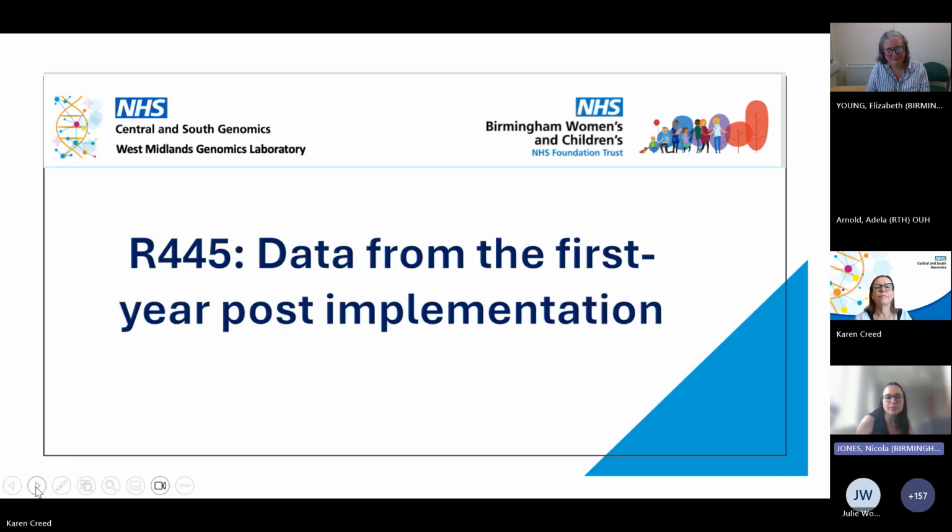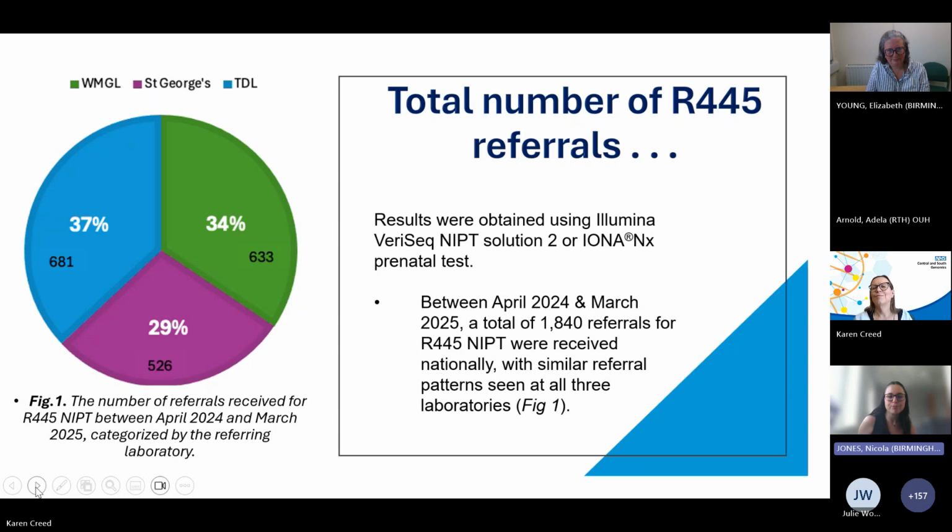Next slide, please. So now I will be moving on to showing you the data from the first year post-implementation. Between April 2024 and March 2025, a total of 1,840 referrals for R445 were received nationally, with similar referral patterns seen at all three laboratories. This is demonstrated in the pie chart on the slide.